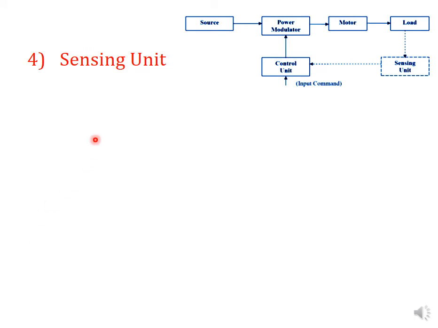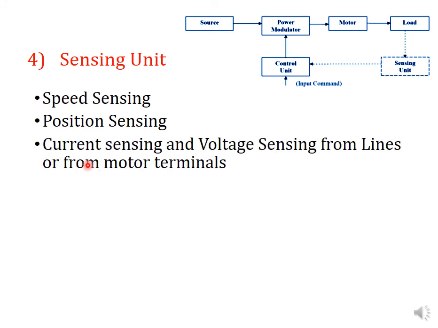Next part is sensing unit. Sensing unit is necessary if we need a closed loop operation or for the purpose of protection. So sensing unit will sense some of the drive parameters such as speed, position of the shaft, current and voltage from lines or from motor terminals, or the temperature of the motor. So these are the most commonly sensed drive parameters, and these parameters will be compared with the input command for providing control signals.